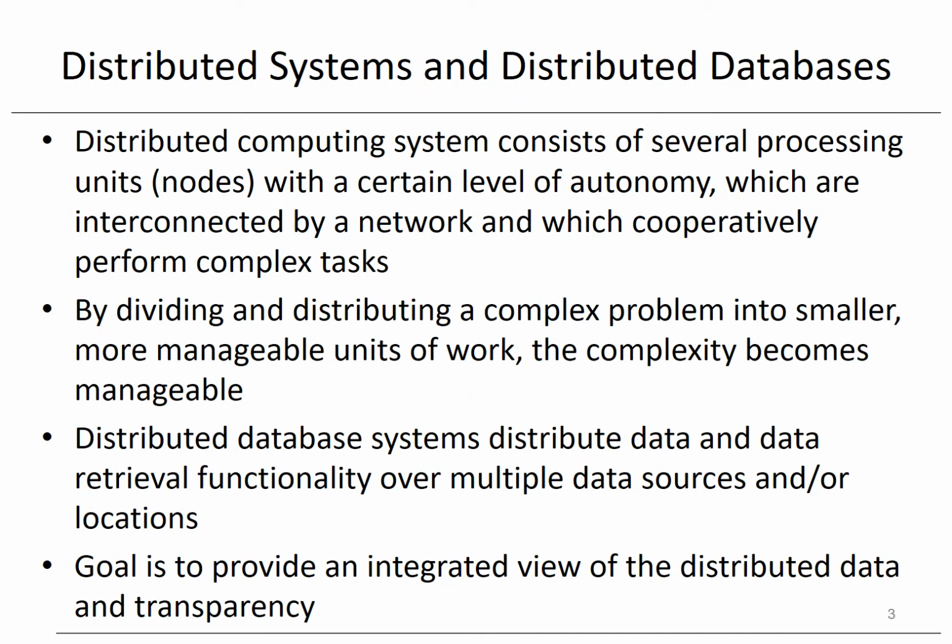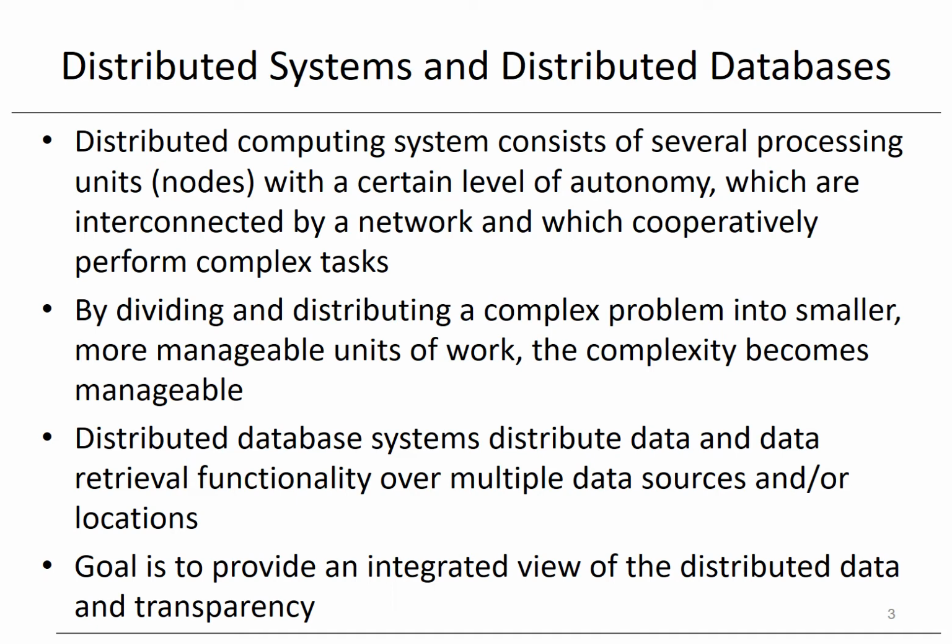A distributed computing system consists of several processing units or nodes with a certain level of autonomy, which are interconnected by a network and which cooperatively perform complex tasks. These complex tasks can be divided into subtasks as performed by the individual nodes. By dividing and distributing a complex problem into smaller, more manageable units of work performed by semi-independent nodes, the complexity becomes, at least in theory, more manageable. This makes the system also more scalable.